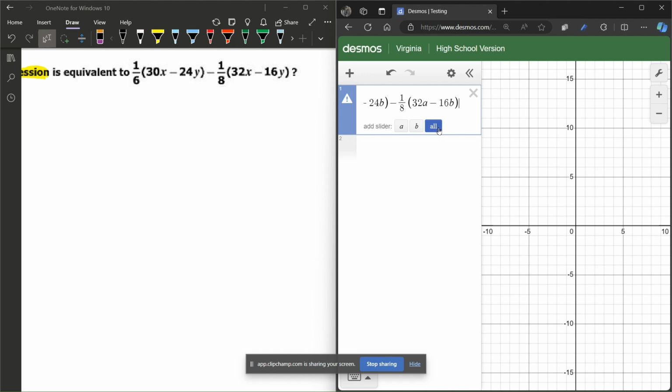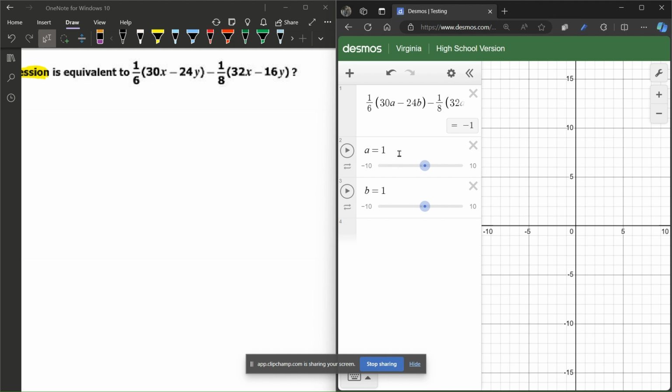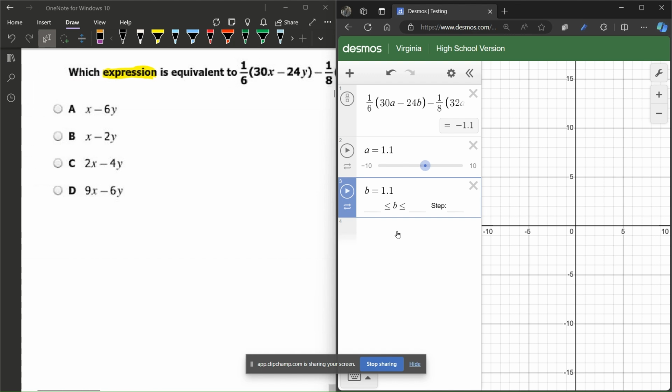Okay. So we're going to add a slider for all of them. Make sure that your sliders are not 1 or 0. You can use decimals though, that's fine. And type in each answer, and you should look for a match of -1.1 or whatever that number is in that square. That is what you're looking for. So A minus 6B. Next, A minus 2B.